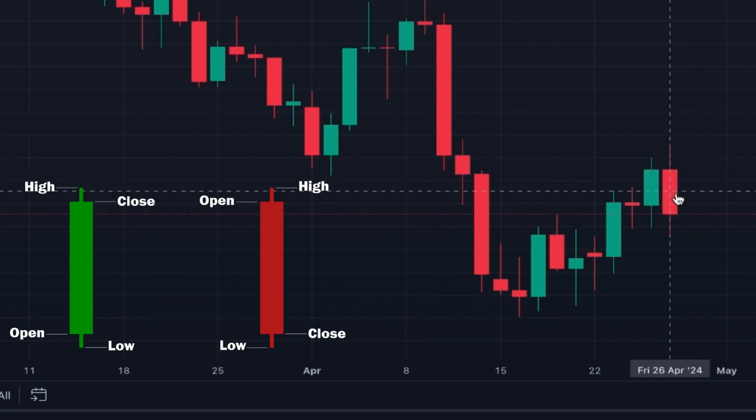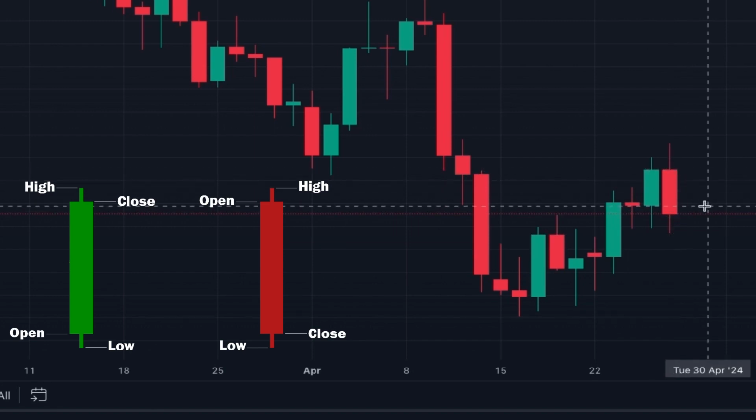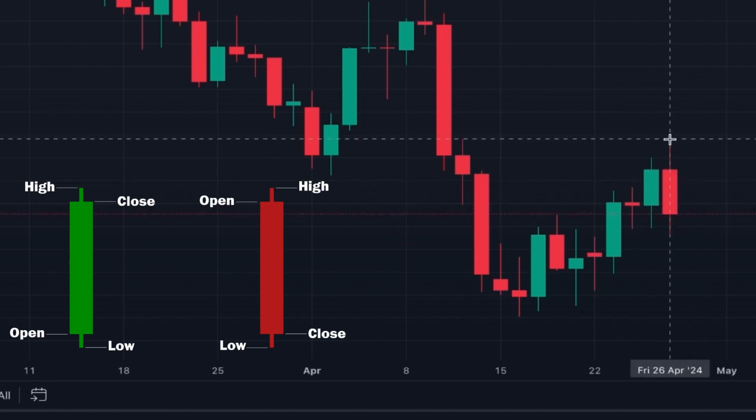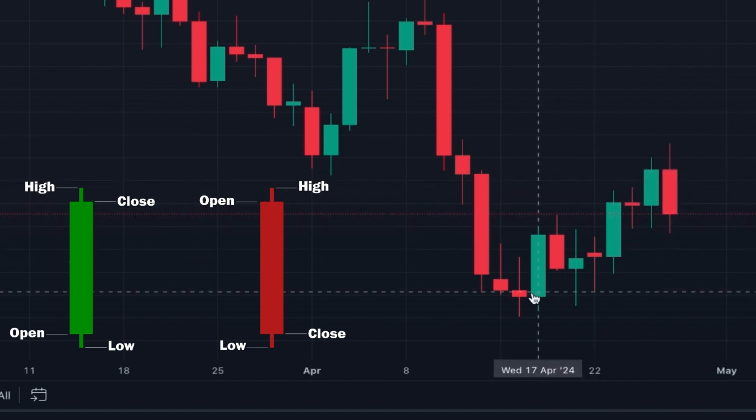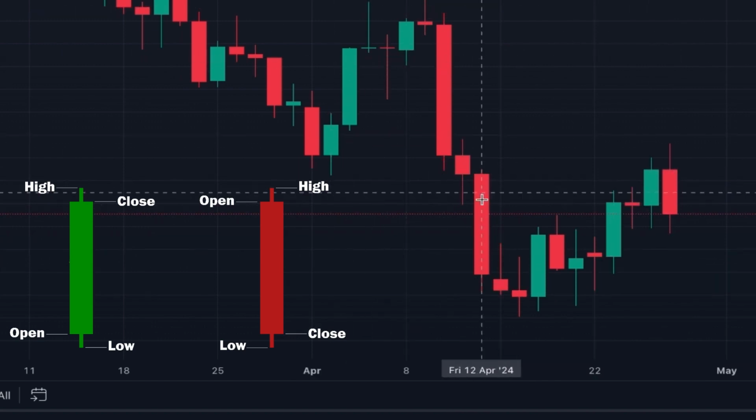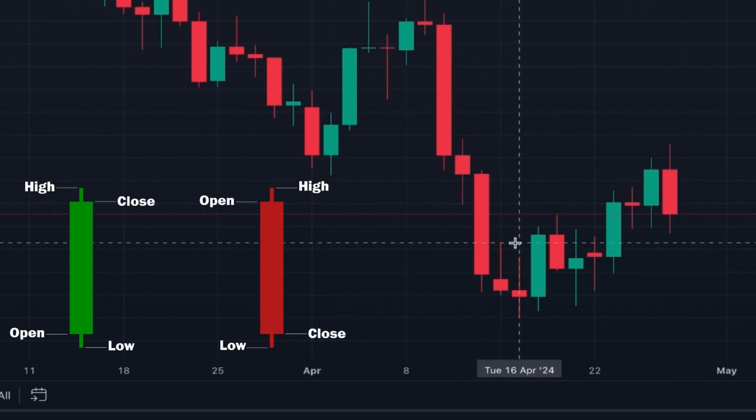So for example, here in April 26, the market opened here at this price, and then the market closed at this price. This is the highest price during the day, and this is the lowest price. This is all we know about April 26. Different types of candles have different meaning and interpretation, but I don't want to talk about them in this video because here the focus is on time frame.